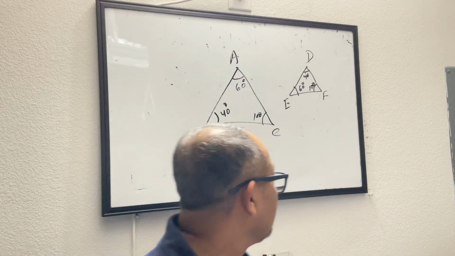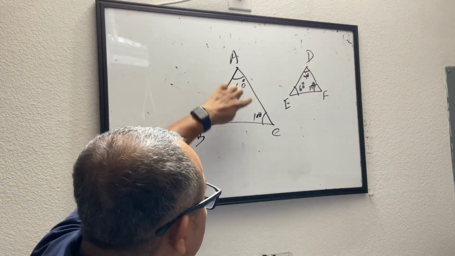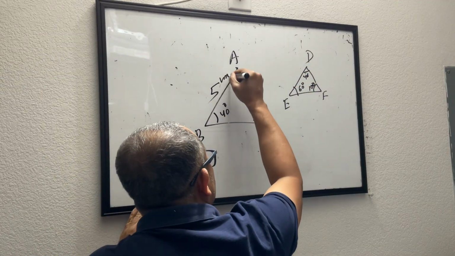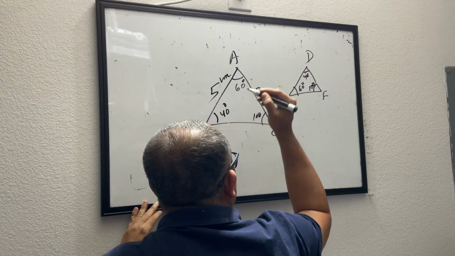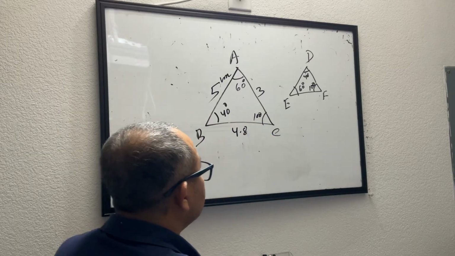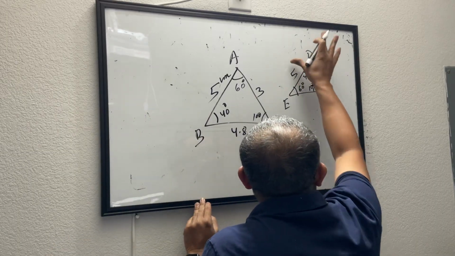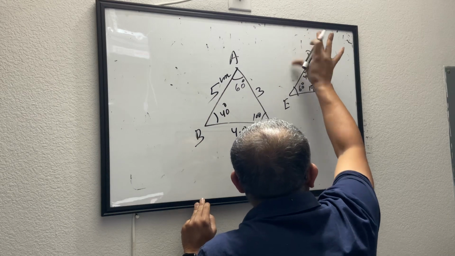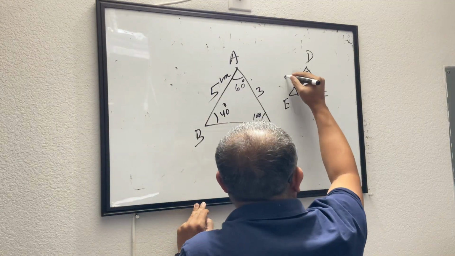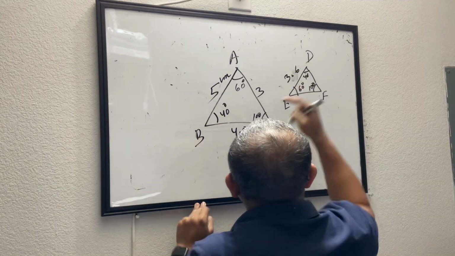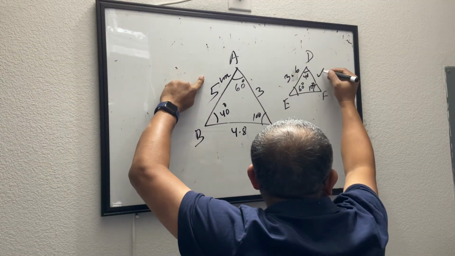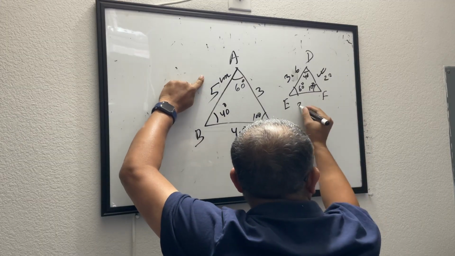Hold them. Here, this is 40, this is 60, this is 100. This is 60, this is 40, this is 100. If this is 5 centimeters, this is 3 centimeters, this is 4.8 centimeters. This is 5, and this is 3.6. So this is 5, this is 4.8, this is 3, this is 3.6. I want you to find out the length of this side and this side.